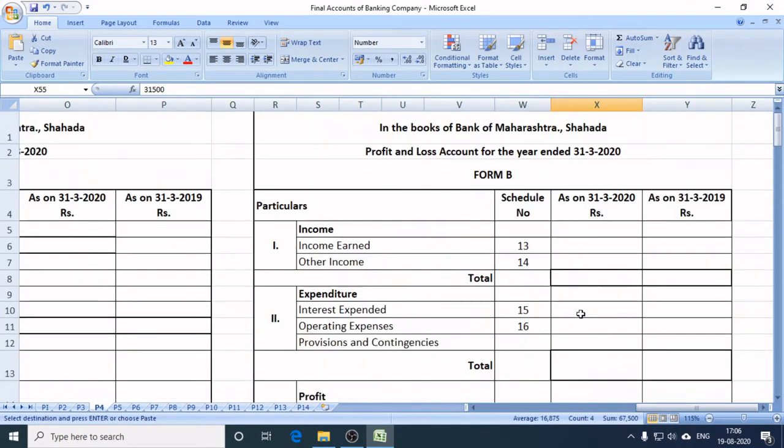Let me tell you again, as far as expenditures are concerned of a bank, in schedule number 15, we should show the interest paid related expenses. I mean to say, interest paid on deposits by a bank to its clients, or interest paid by a bank on its borrowings. So such expenses we should consider under schedule number 15, and expenses other than interest paid should be considered under schedule number 16.